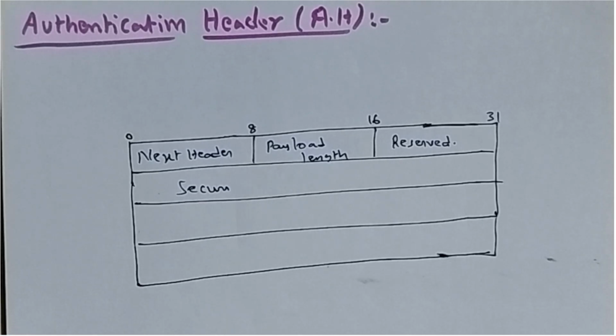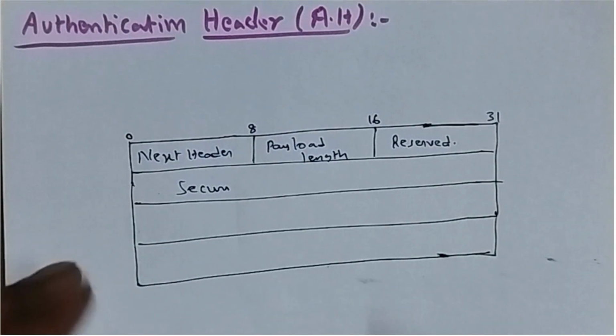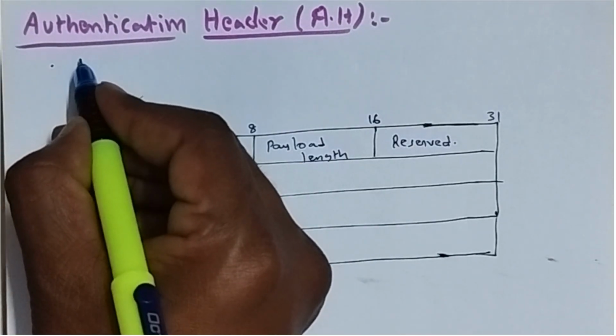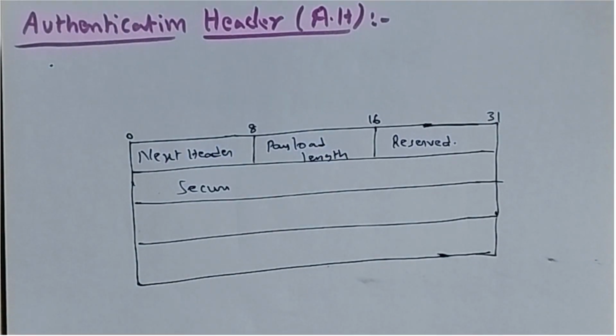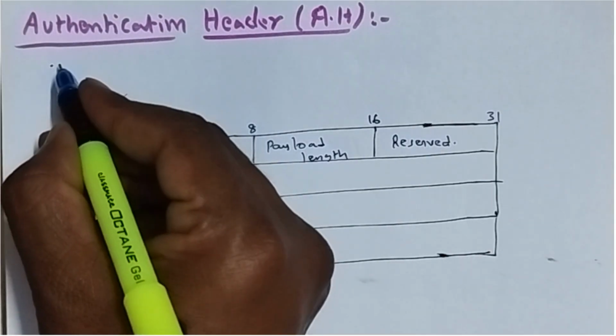In today's class, we discuss the Authentication Header, AH, in the subject of cryptography and network security. Okay, here, what is AH? AH is mainly used for providing integrity and authentication, and the packet size is 32 bits. The range is 0 to 31 bits.